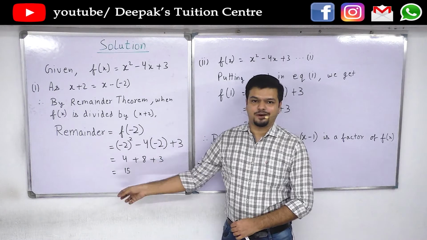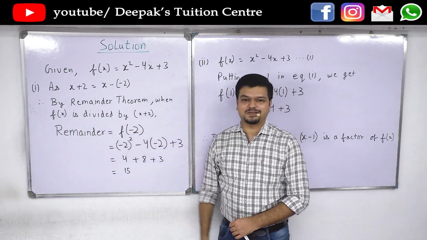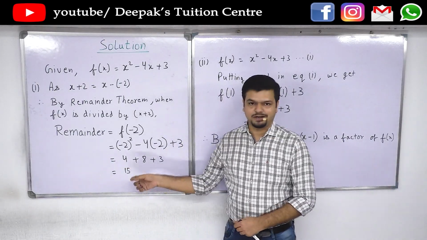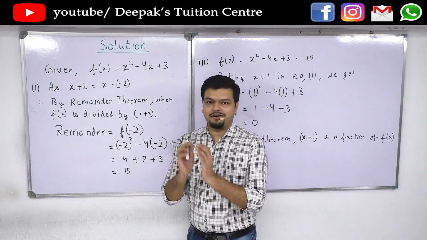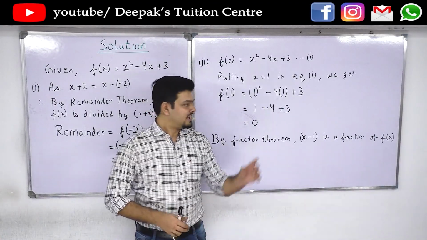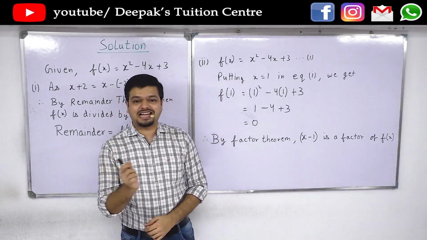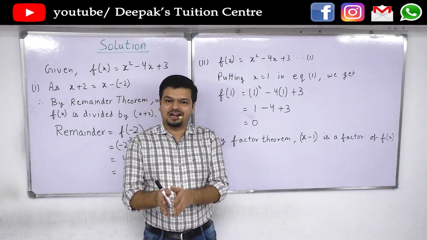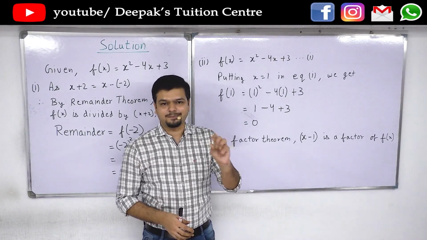When the remainder is 0, that simply means that f(x) has been completely divided by x plus 2. So therefore, if the remainder is 0, then x plus 2 will be a factor of f(x). So our target while using factor theorem is to prove that the remainder is 0. In the second part of the question, we have been asked about x minus 1 being a factor of f(x) or not. Since x minus 1 has already been expressed in the form of x minus something, we just take that something, 1.